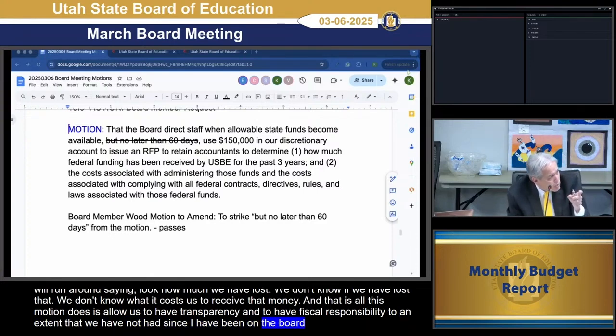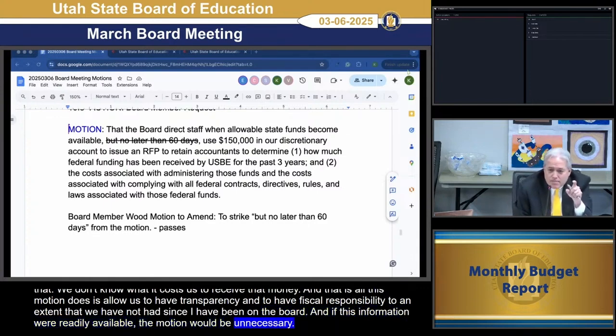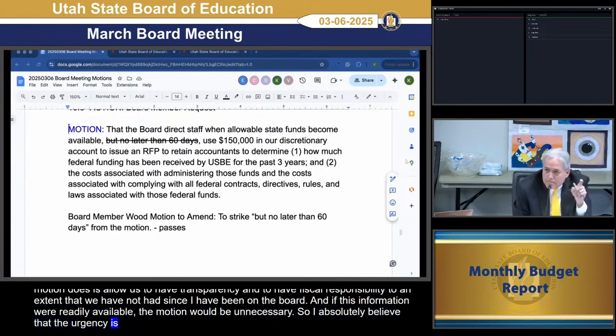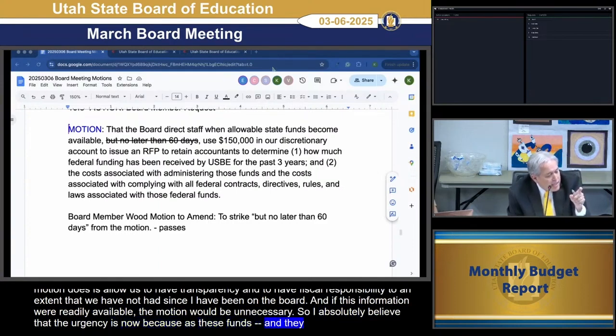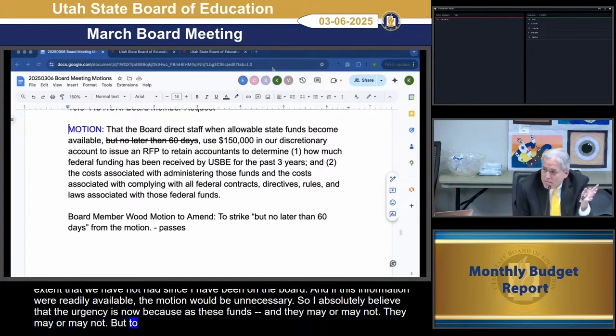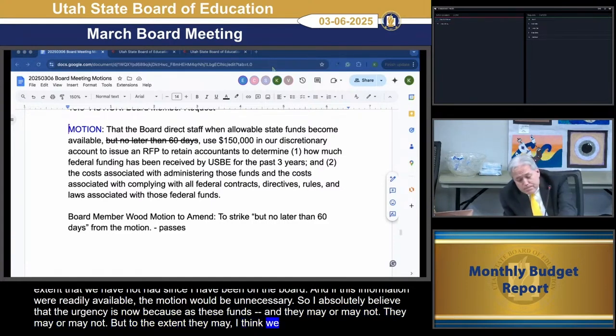So I absolutely believe that the urgency is now because as these funds, and they may or may not, but to the extent they may, I think we would want to know as a body, what is it costing us? Thank you, Chair.